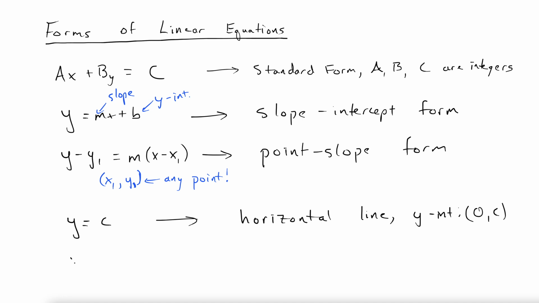Okay, closely followed by x equals c. And again, c is a constant in this case, just some constant. Oftentimes we reserve the letter c for constants, so think of it as y equals 5, y equals 1,000,000, y equals 5 halves. Okay, and x equals c, vertical line. x-intercept in this case is (c, 0).